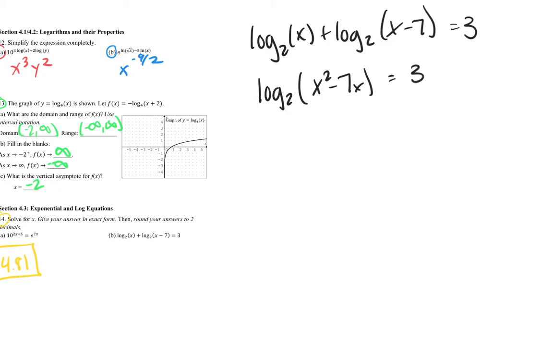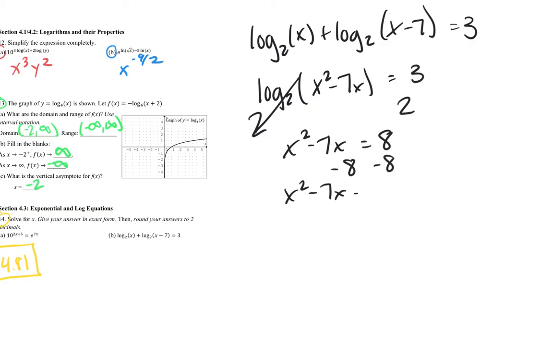I can take both of these to the power. I can take the power of 2 to both of these. So 2 to the power of this, 2 to the power of that. These are going to cancel. We get x squared minus 7x is equal to 8. And then we can see that this is going to be a quadratic. And so we have x squared minus 7x minus 8 is equal to 0.